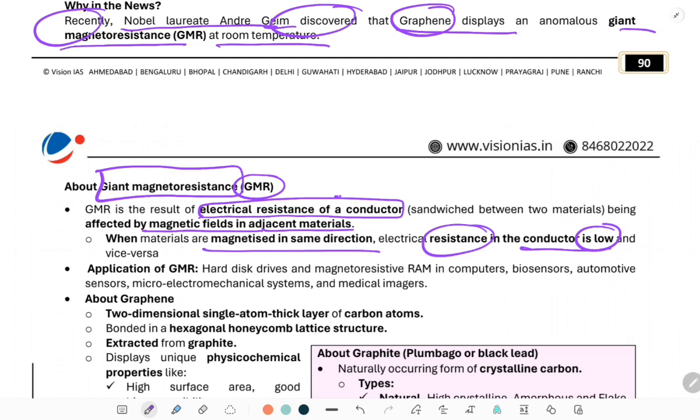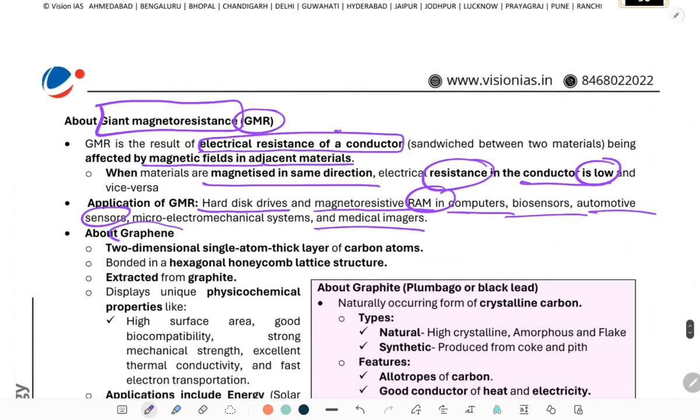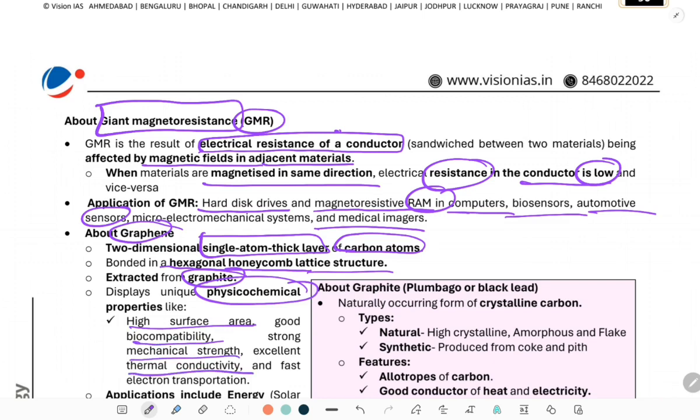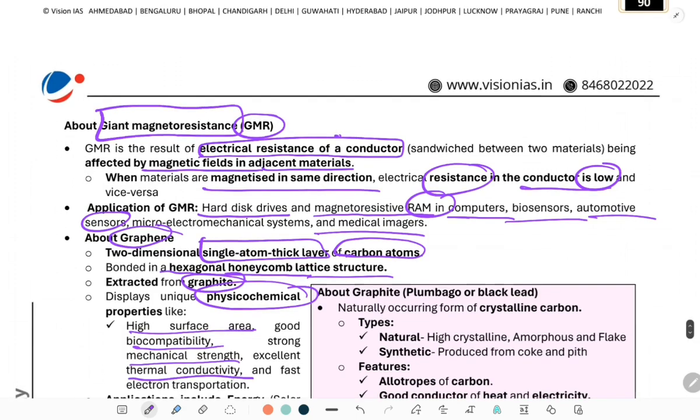Applications of GMR: hard disk drives and magnetoresistive RAM in computers, biosensors, automotive sensors, and medical imaging. See about graphene. It's a two-dimensional, single-atom-thick layer of carbon atoms bonded in a hexagonal honeycomb lattice structure. It's extracted from graphite and displays unique physicochemical properties like high surface area, good biocompatibility, strong mechanical strength, excellent thermal conductivity, and fast electron transportation.